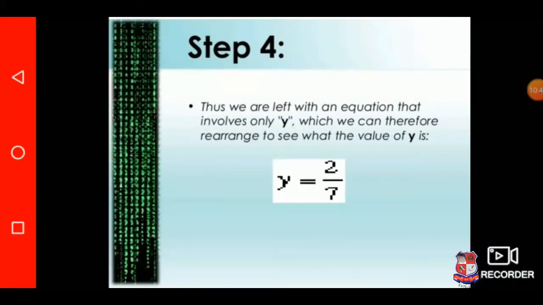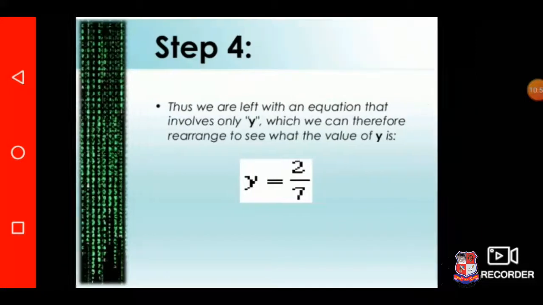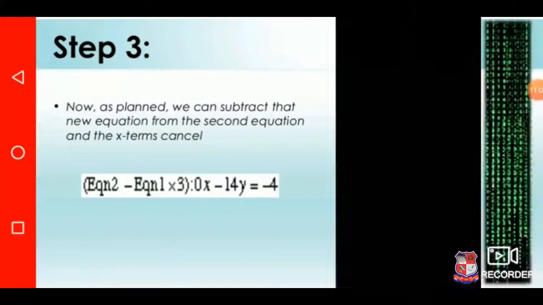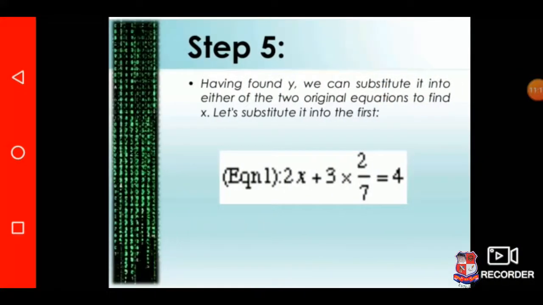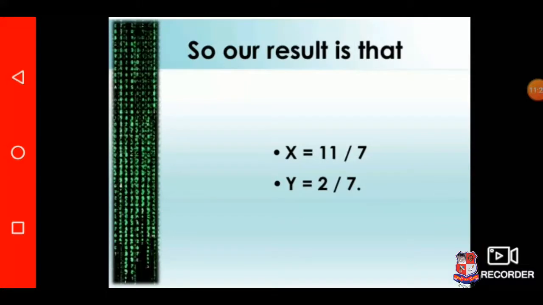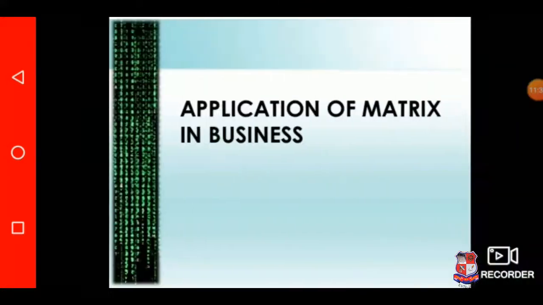Step number 4, thus we are left with an equation that involves only y, which we can rearrange to see the value of y. Now as planned, we can subtract that new equation from the second equation and the x terms cancel. Having found y, we can substitute it into either of the two original equations to find x. Let's substitute it into the first. Rearranging that equation, we can see the value of x, that is 11 by 7. So our result is x equal to 11 by 7 and y equal to 2 by 7.